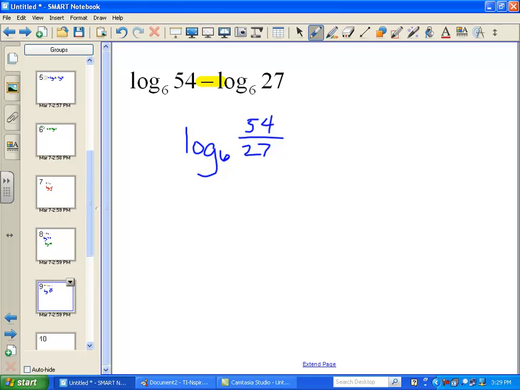And again, my apologies. The smartboard and this screen recording software don't work really great together, but it gets the job done. It looks like maybe a 3-year-old's writing, and I promise my handwriting looks better than that. We could even simplify that a step further, right? We could say that that is log base 6 of 54 divided by 27, which would be 2.